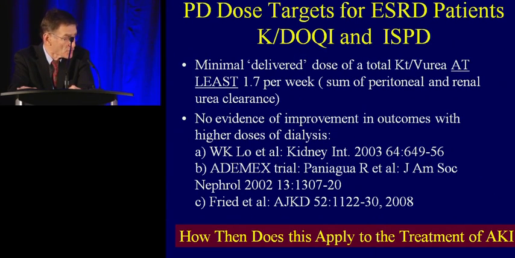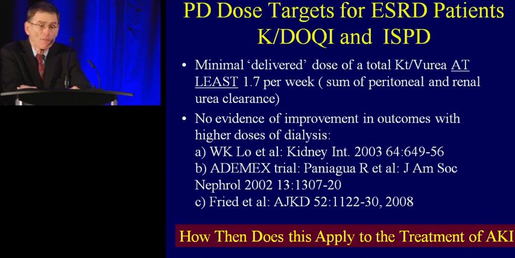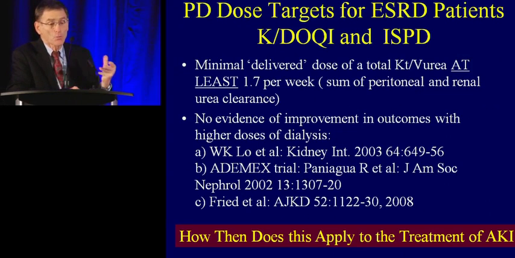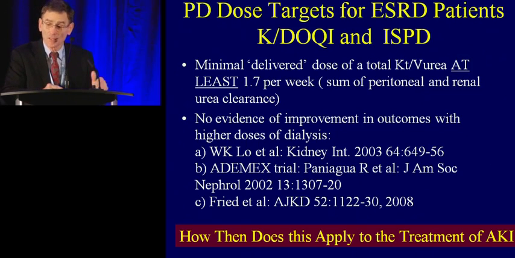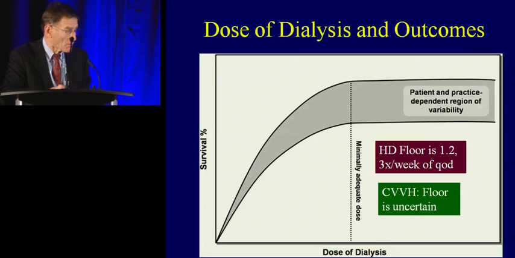So the 3 studies that have looked at this all come to the same conclusion. People do well with a Kt/V of 1.7 to 2. Getting doses over 2 does not result in an improvement in outcomes. And again, I'll go through this more tomorrow.